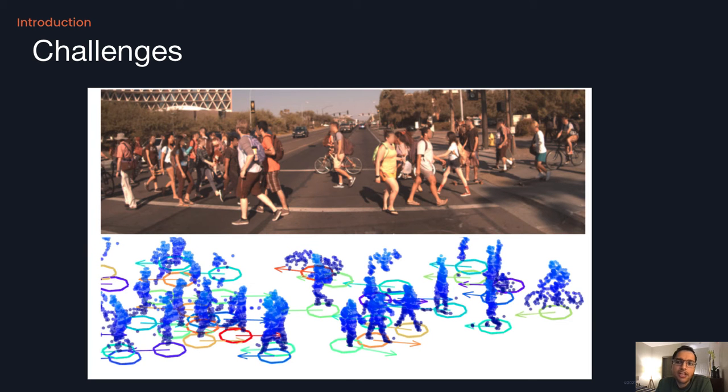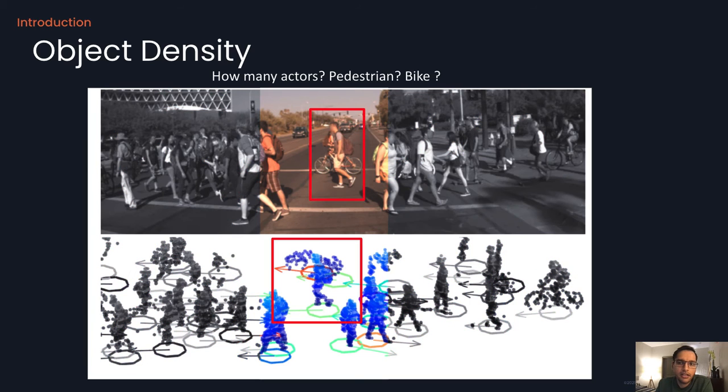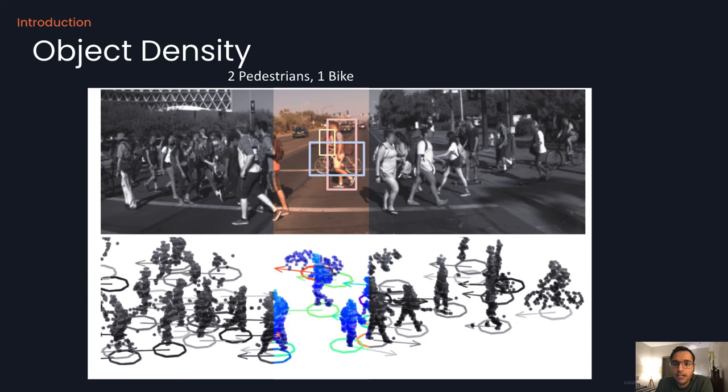Let's take a look at some challenges in developing a robust tracker on a typical urban scene. Here is a portion of the scene which is difficult to parse even with the naked eye due to there being a high density of actors in an area. Even with both the camera and LiDAR input, it is difficult to identify the number of actors within the red box. There are 2 pedestrians and 1 bike in this dense cluster. Anytime we have detections this close to each other, the task of association and state estimation becomes even more difficult.